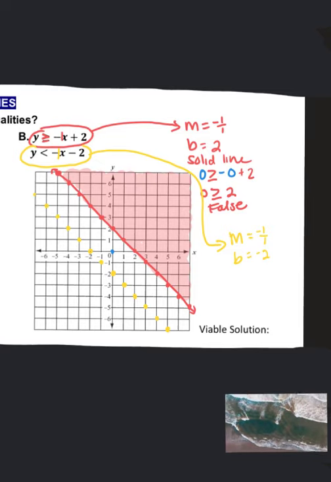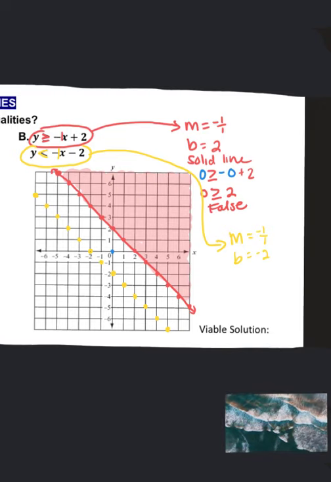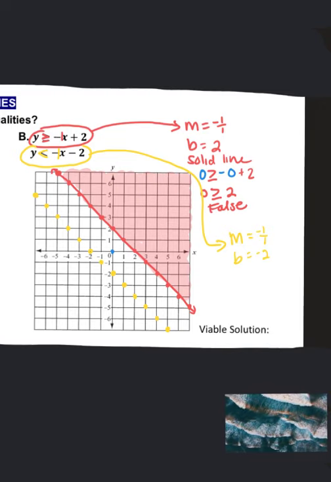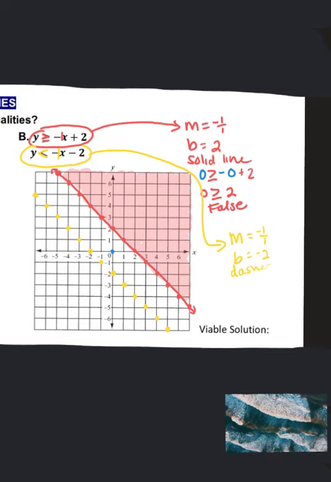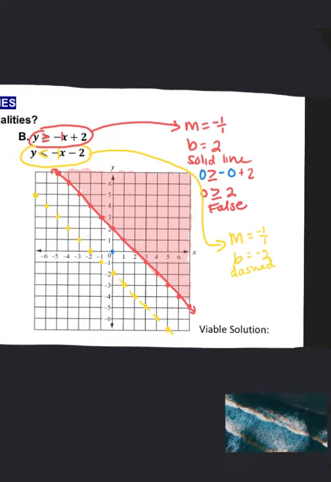And then I also see that this says less than, and since it says less than, it doesn't say or equal to, that means this is going to be a dashed line. So I'm going to go back through and turn all my dots into dashes.